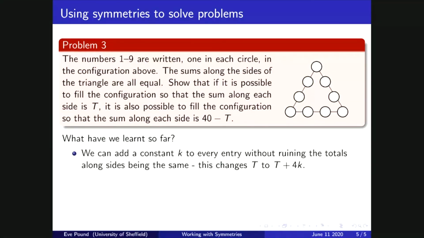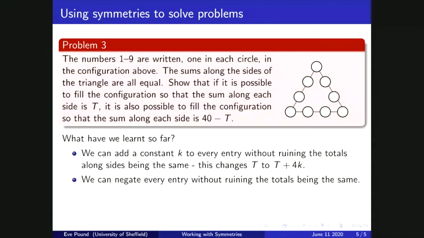So let's just take stock of what we've learned so far. If you think about the symmetry where we added 1 to every entry, we found that that took the total up by 4, right? Because if we had a number in here and we added 1 to it, a number in here and we added 1 to it, a number in here and we added 1 to it, a number in here and we added 1 to it, when we added them all together, we'd get the total that we would have got, except we've got 4 extra ones to add on at the end. So that increments it by 4. So if we add 1 k times, that's going to change our total from t to t plus 4k. So that's one symmetry that we've thought about.